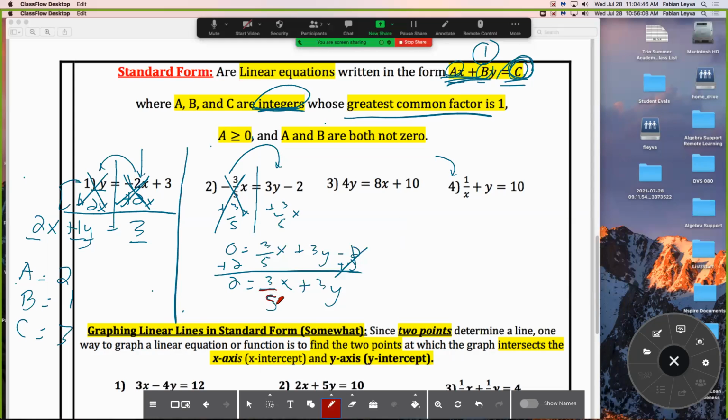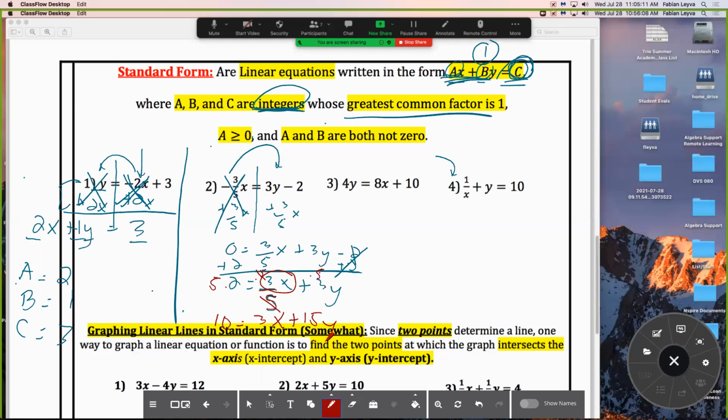Remember that all it is is dividing by 5. So the opposite of dividing by 5 would be to multiply by 5. But remember, you have to multiply everything by 5, and just do the math afterwards. So let's figure this out. 5 times 2 is just 10. I'm going to write my response right here. 10. Notice that these 5s divide out, so you're left with a negative 3x. 5 times 3 would be a positive 15y.